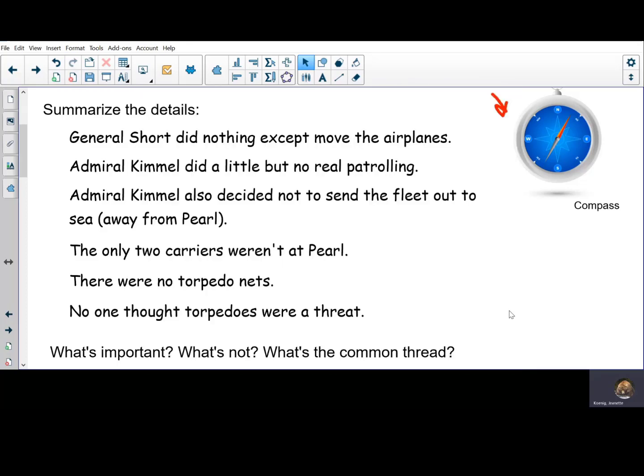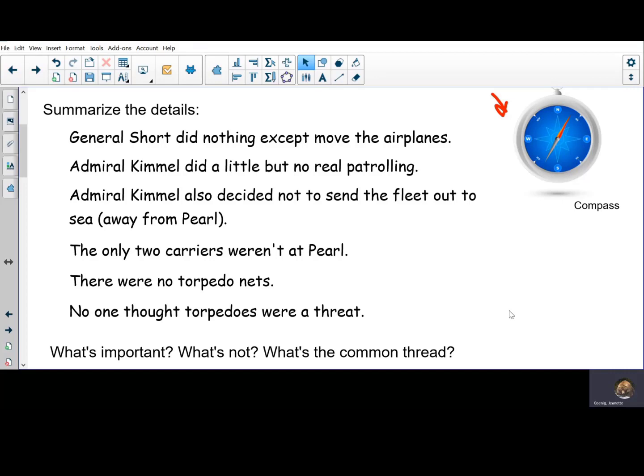Another detail from the text: Kimmel did little, no real patrolling. He also decided not to send the fleet out to sea away from Pearl. The only 2 carriers that they had were not at Pearl Harbor. There were no torpedo nets, and finally, no one thought torpedoes were a threat.